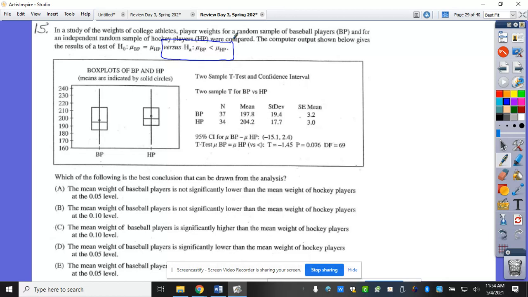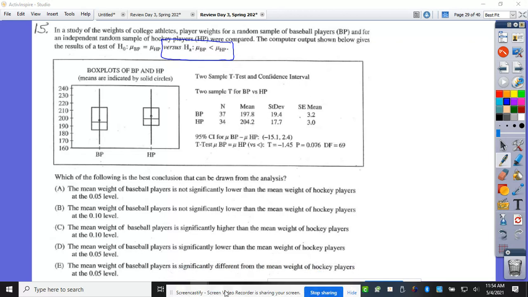What is this testing? That the baseball players' weights are less than hockey players. This says mean weight of players significantly, one of these says different. Are we testing different? No. This one's talking about baseball players being higher. We're not testing that either. So at least the other three are testing baseball players being lower.